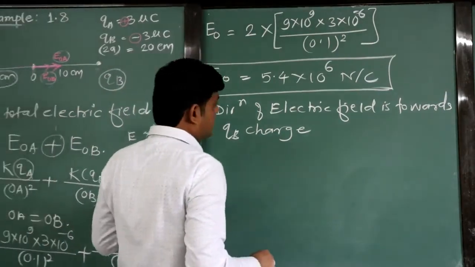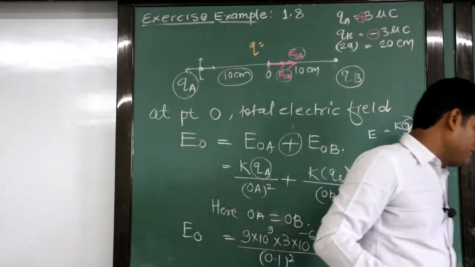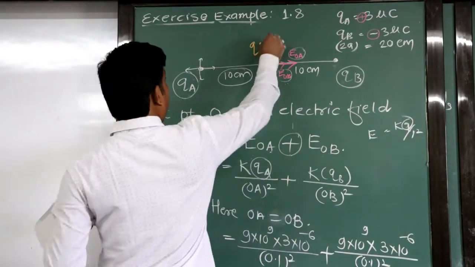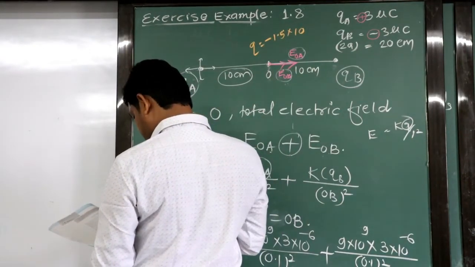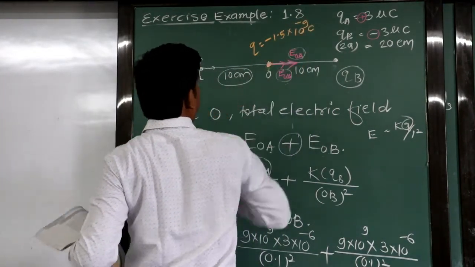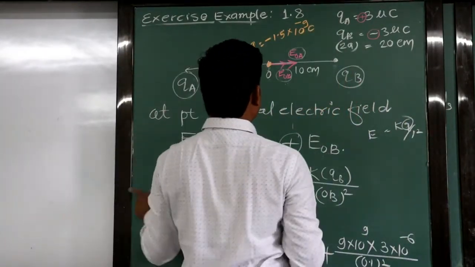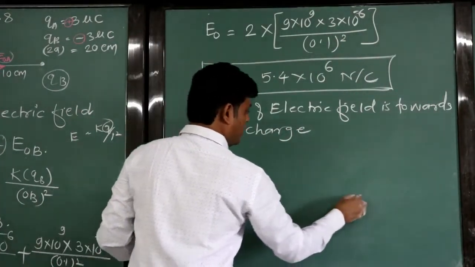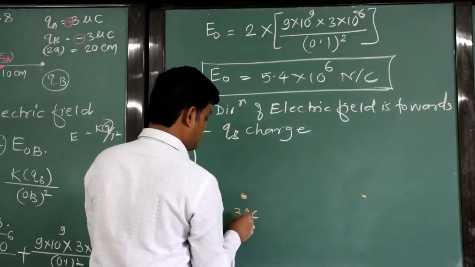In the second part, what is given? A negative charge, Q equals minus 1.5 times 10 to the power minus 9 coulomb, is kept over here, right? So see the diagram once again. If we draw the new diagram for the B part, this is the QA, this is the QB.